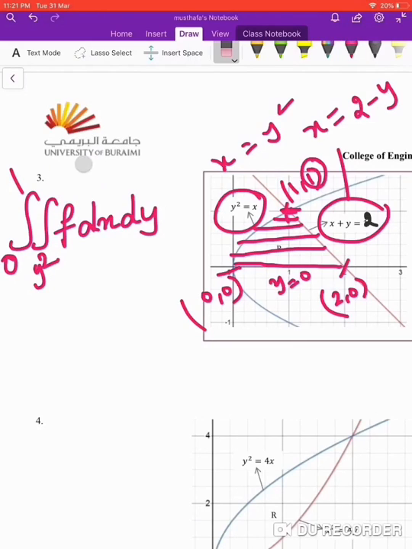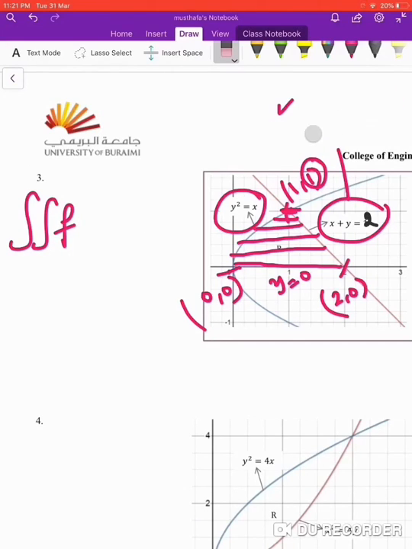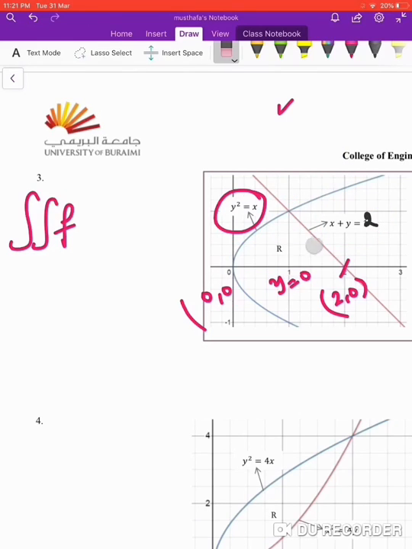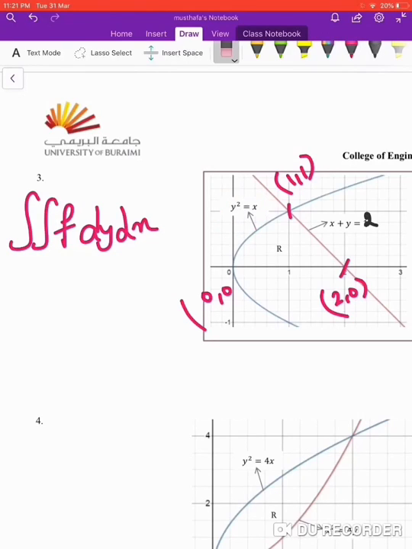Now let us see the limits for the order dy dx. So the order is dy dx, right? This point of intersection is (1, 1), right? So when you are integrating in the order dy dx, we are going to shade the region by vertical lines. So look at the shading.